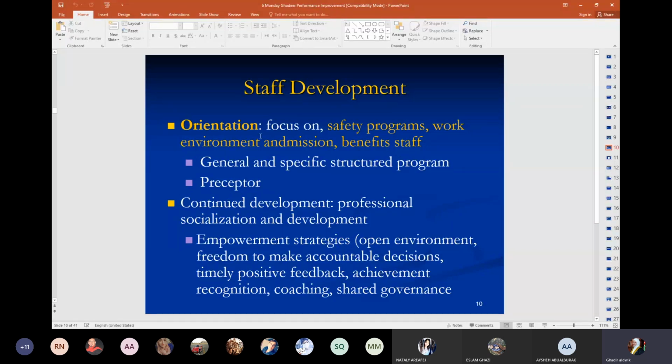Okay, we also have during the orientation what we call preceptor or mentorship. In preceptorship, can anyone tell me what is the preceptorship? Who is the preceptor?